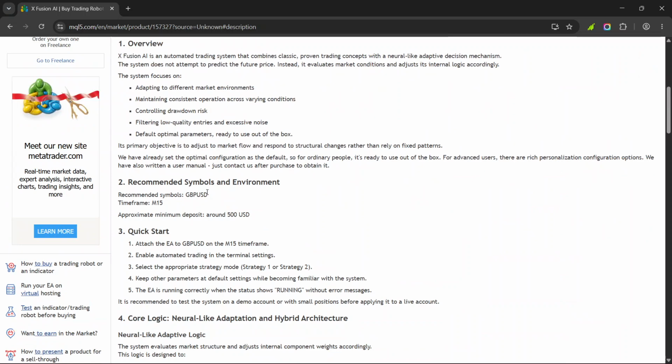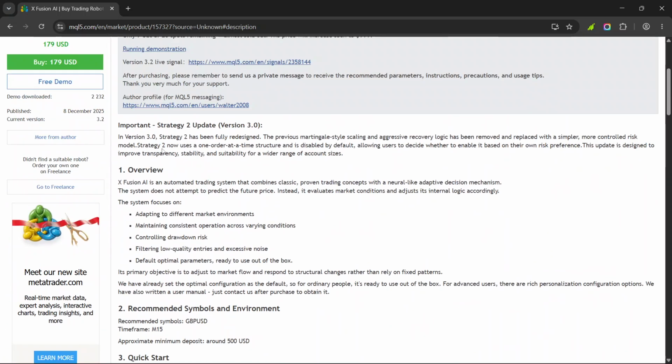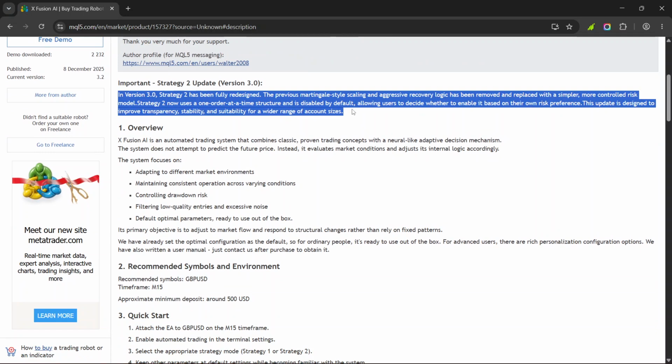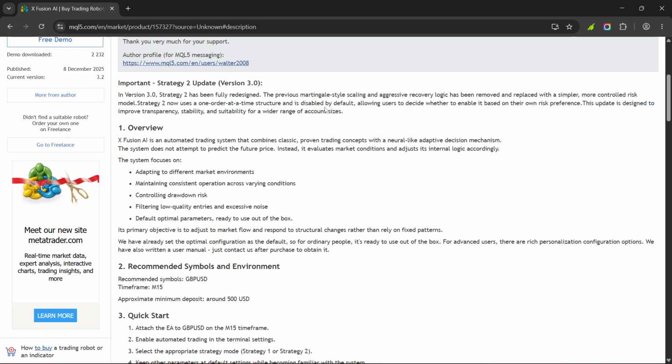Now, there's a clear split into two strategies for this EA. Strategy 1 is the main one that runs by default, and strategy 2 got a full redesign in version 3.0, according to version 3.2. The developer is very open about this, as the older version of strategy 2 used martingale style scaling, an aggressive recovery logic that is gone now. Strategy 2 is now one order at a time, disabled by default, and uses a more controlled risk model, so people can decide for themselves whether to turn it on.